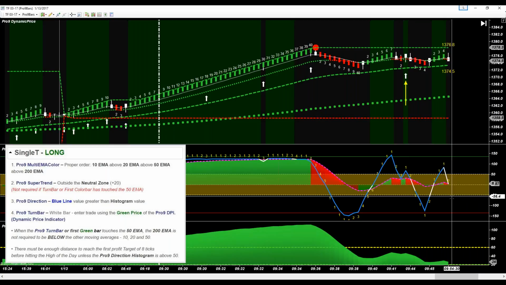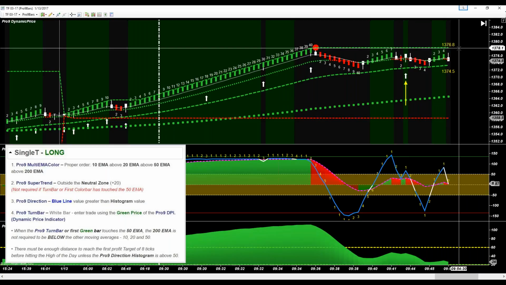And Jennifer mentions hitting resistance at the top line. Yeah, and the high of the day can be a point of resistance. So we do want to be careful, which is why when we take trades entering into the high of the day, we like our direction histogram to be outside of the neutral zone, as that gives us extra confidence that we're going to push through there.